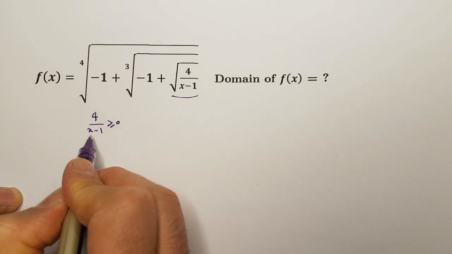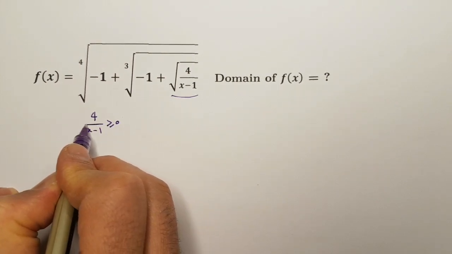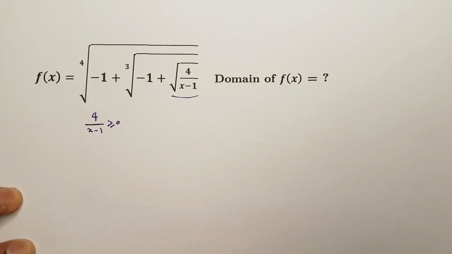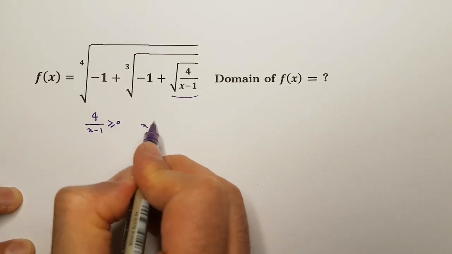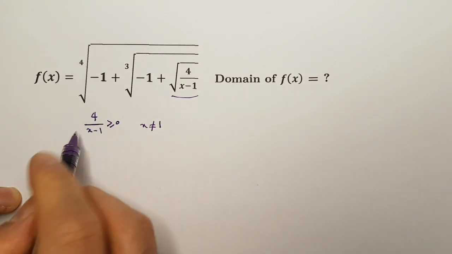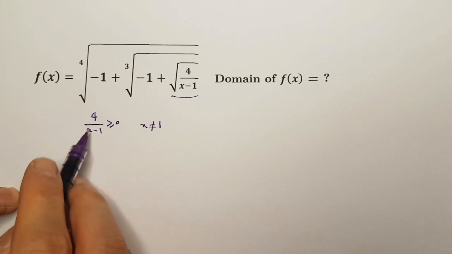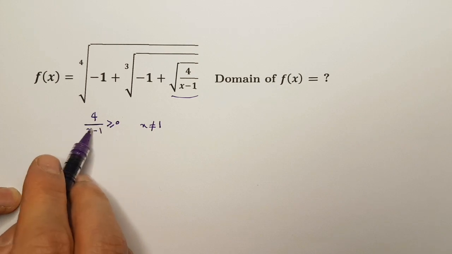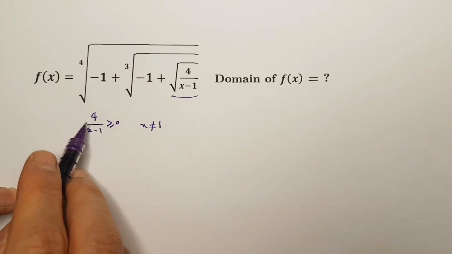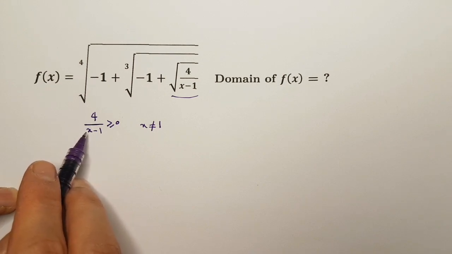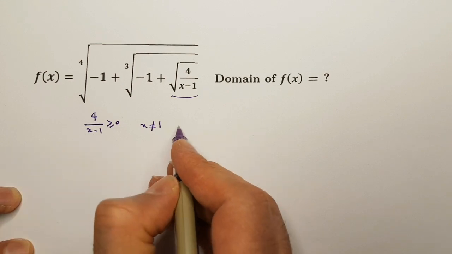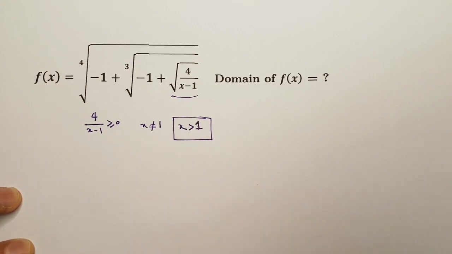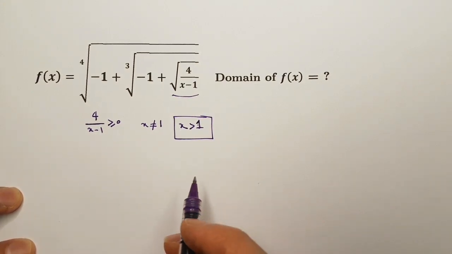So this fraction will not be finite, or it's not defined where the denominator is equal to 0. So first of all, x cannot be 1, and then in order for this value to be positive, the numerator is positive and the denominator should be positive as well. Then x should be more than 1. So this is the first condition that we have derived.